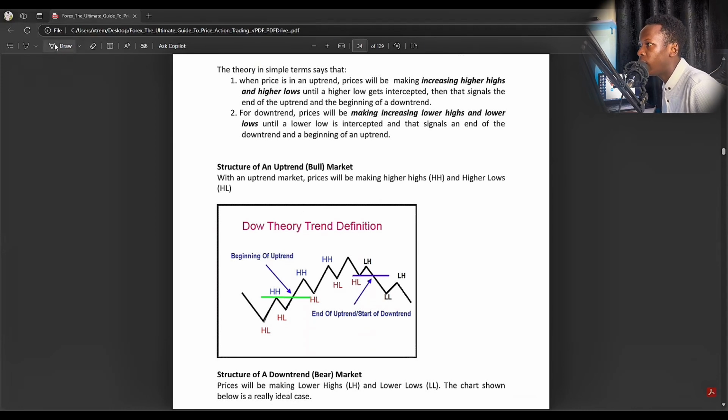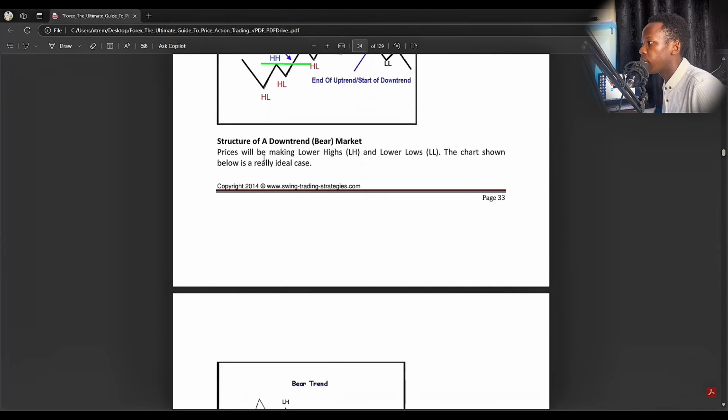When the market is moving in this format, this is what we call a higher low, higher low, and this is a higher high, higher high. That is what we call an uptrend. This is the structure of an uptrend: if you follow along, you see the market forms higher highs and higher lows in an uptrend.